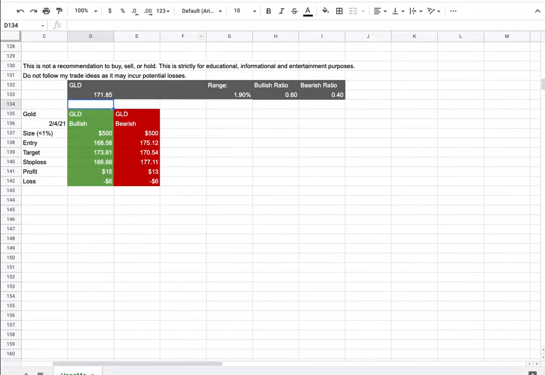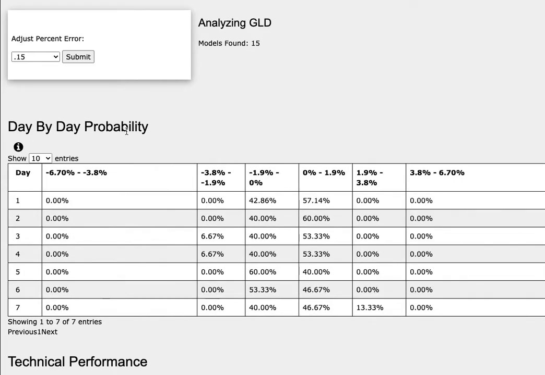So how did I develop the trade ideas? It all comes from the day-by-day probability model, which is available in the link below, so do check it out. As we progress to the fifth day or week of trading, we have a 40% chance for gold futures to climb between 0 to 2%, and to the downside, a 60% chance for it to fall between 0 to negative 2%.